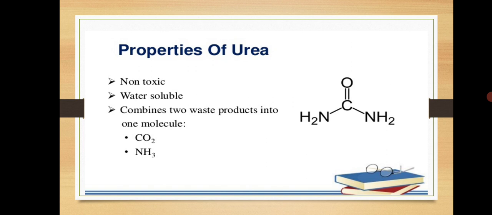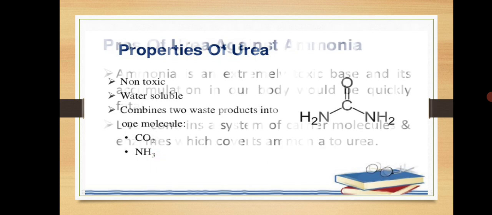If we see the properties of urea, it is non-toxic, or toxic only to a small degree. It is water soluble, and it combines two waste products into one molecule, carbon dioxide and ammonia. As I told you, to form urea we require carbon dioxide and ammonia. Ammonia is generated from protein metabolism.